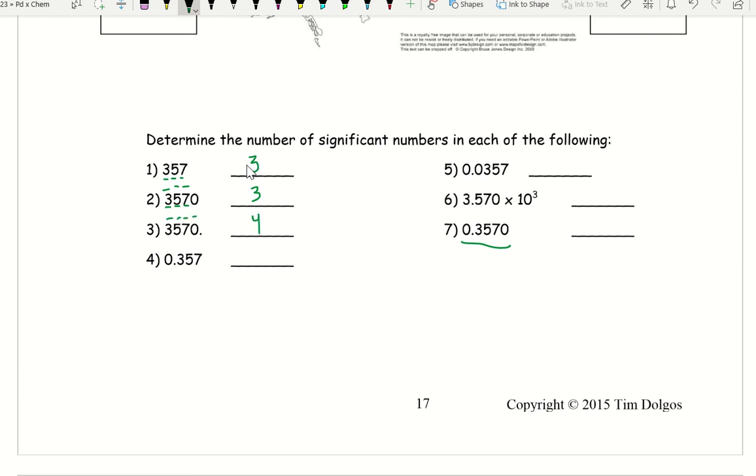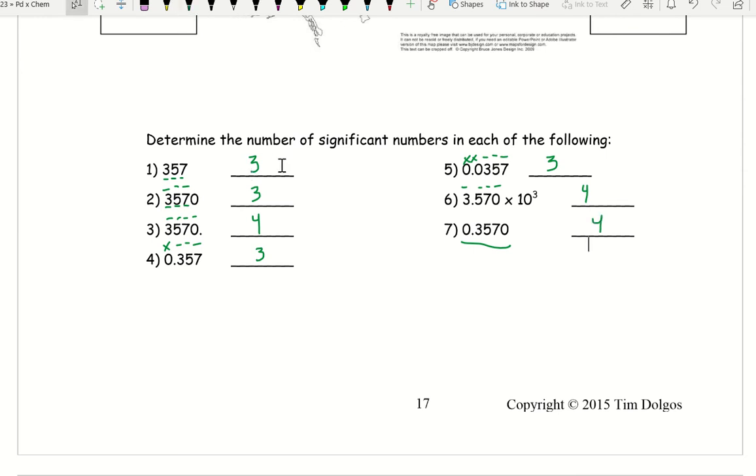Now for this one, you'll see it's 0.357. The leading 0 does not count. The 3, the 5, and the 7 are the significant numbers. There's always a 0 in front of a number with these decimal types, so you don't have to count them. How about here? Leading zeros don't count, so we're not counting those. 3, 5, 7, it's still 3 significant digits. How about this one? Well, the 0 is after the decimal, so we will count it. So this will be 1, 2, 3, 4 significant digits. This will be 4 significant digits.